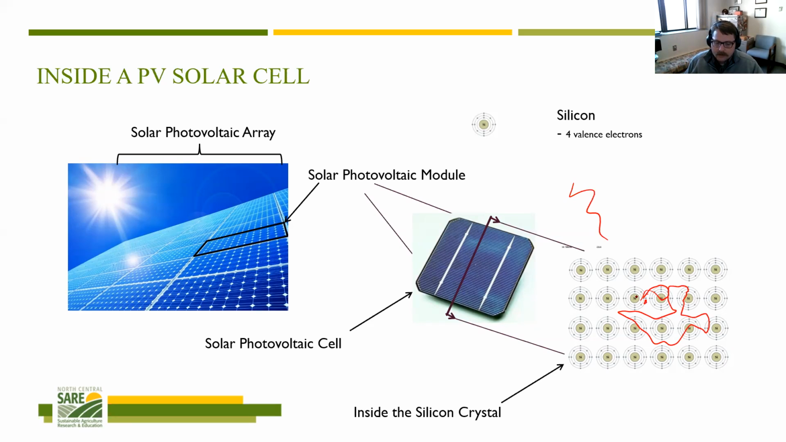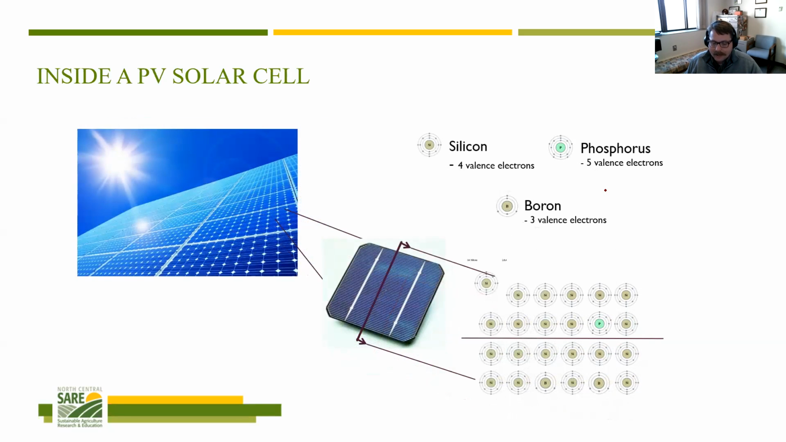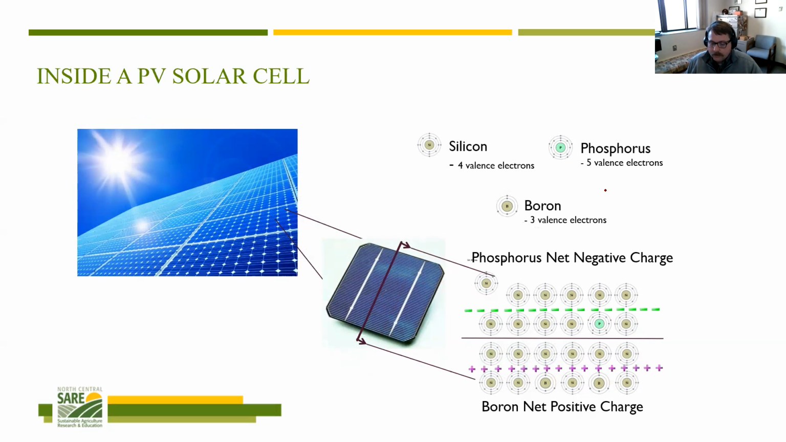And so the people that build solar cells put impurities in the crystal to create an electric field. And so that's what we're putting in here, phosphorus and boron. Phosphorus has an extra valence electron, giving it a negative charge. Boron has a fewer valence electrons, giving it a positive charge. So as we put those in, an electric field is created inside that crystal: a net negative charge on the phosphorus side and a net positive charge on the boron side.